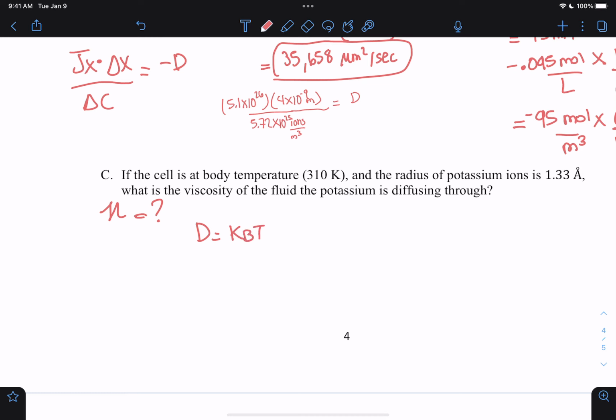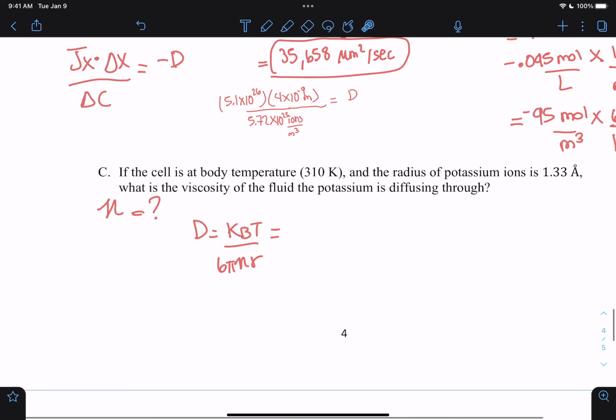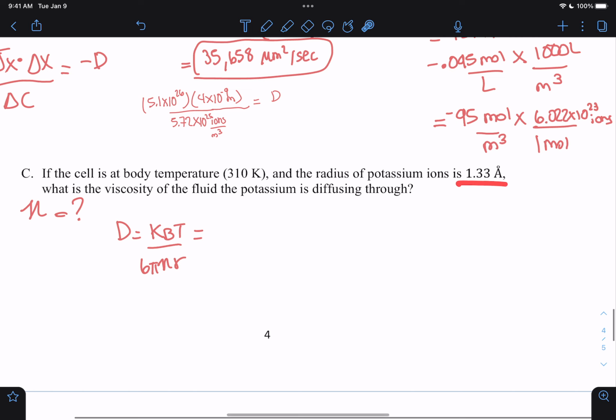Yep, D equals kBT over 6 pi viscosity times R. I think this is called the Einstein-Stokes equation. Yeah, that's the one. So for kB, this is 1.38 times 10 to the negative 23 joules per Kelvin. That's our Boltzmann's constant. T, the temperature, is 310 Kelvin. 6 pi viscosity is what we're trying to figure out. We have our diffusion constant, and then our radius is 1.33 angstroms.